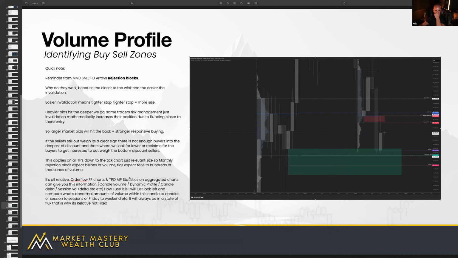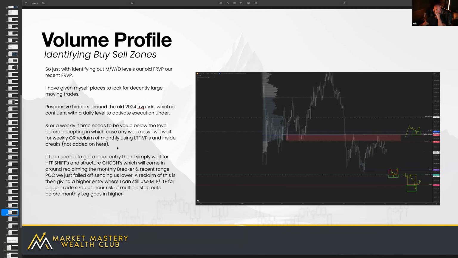So I'll sort of explain how that works, but it's getting on and I just want to get through it. That's why your rejection blocks generally hold price up and reject price from those points.